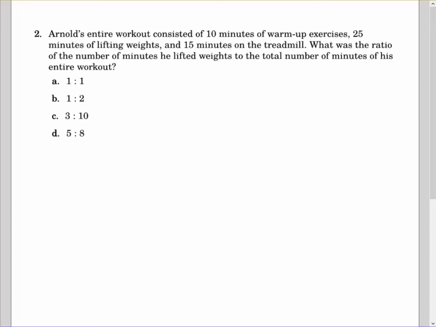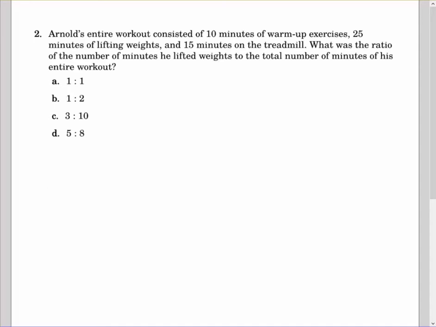Arnold's entire workout consisted of 10 minutes of warm-up exercises, 25 minutes of lifting weights, and 15 minutes on the treadmill. What was the ratio of the number of minutes he lifted weights to the total number of minutes of his entire workout? So this question is definitely a ratio question, right? And it's telling you different parts of his workout. And this is asking for a part to whole ratio.